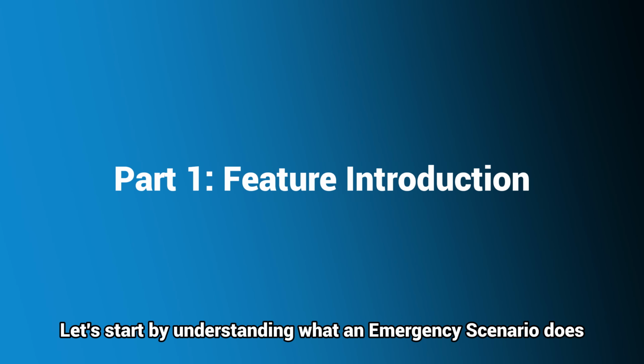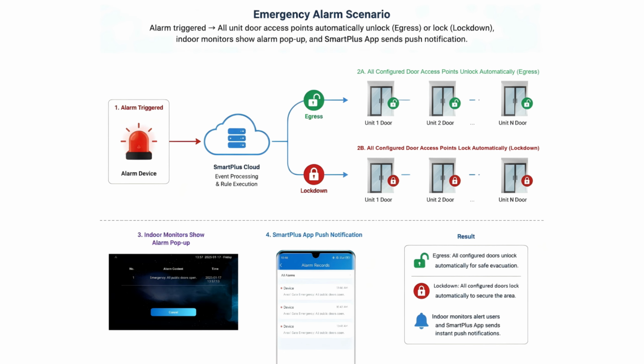Let's start by understanding what an emergency scenario does. Emergency scenario lets you configure automatic actions when an emergency event is triggered. Depending on how a scenario is set up, it can automatically unlock doors for evacuation. That's an egress scenario. Or lock doors to restrict access. That's a lockdown scenario. You can also send emergency notifications to users and even release EC33 controlled elevator floors.